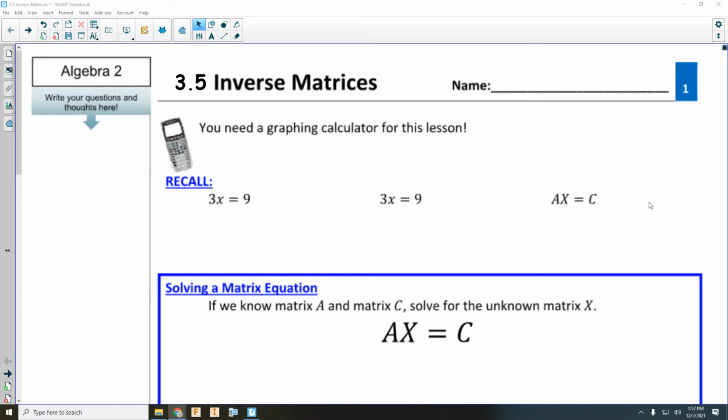Okay, inverses of matrices. Now, if I have the equation 3x equals 9, most of you would solve that by doing what? Yeah, dividing by 3. And of course we would find out, okay, x is 3.